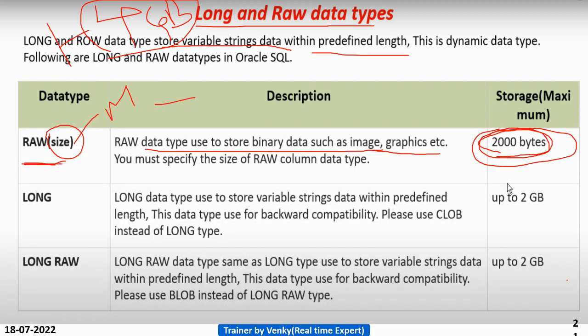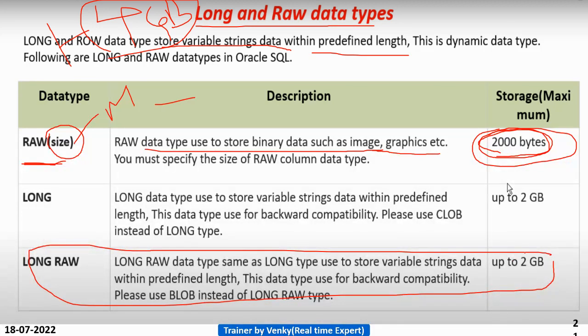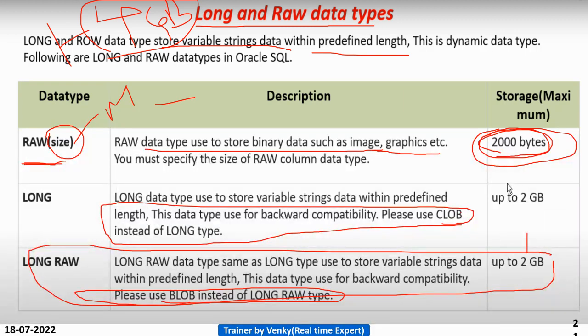If you get more than 2000 bytes, by that time you can go for LONG RAW. The LONG RAW data type is also the same. It will take 2 GB. But recommended is, instead of using LONG RAW, you can go for BLOB, because of some backward compatibility, which is altogether some other concept. CLOB is also the same. I don't want to allocate 4 GB of CLOB; I will go only up to 2 GB. So instead of CLOB I can use LONG. But recommended is to use CLOB instead of LONG.